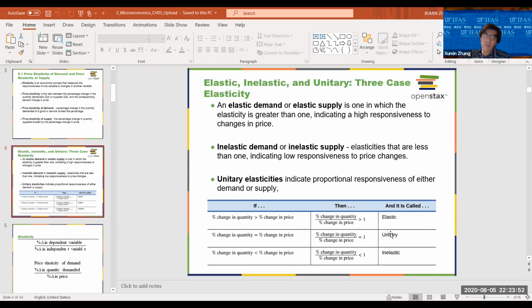On the other side, if the percentage change in quantity is smaller than the percentage change in price, then the elasticity is less than 1, and we call this inelastic. You can imagine that if a price change affects your consumption a lot, that's elastic. But if a price change won't change your consumption, for example gasoline, which is usually a good example of an inelastic good. And then unitary is a very special case, where the change in price is exactly the same as the change in quantity.